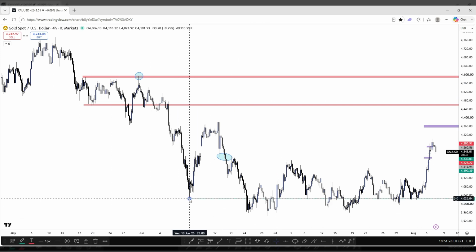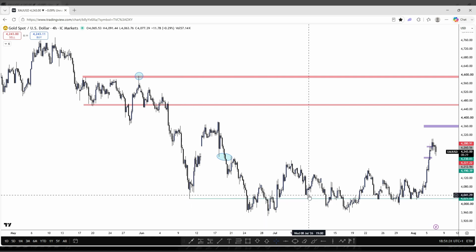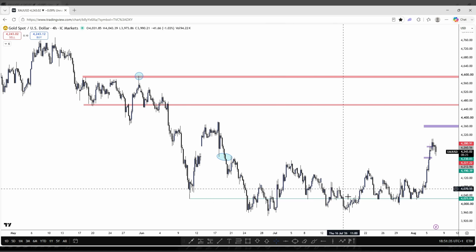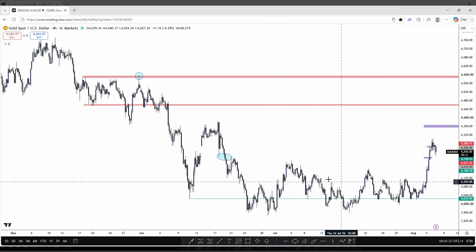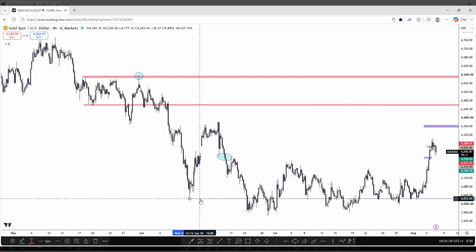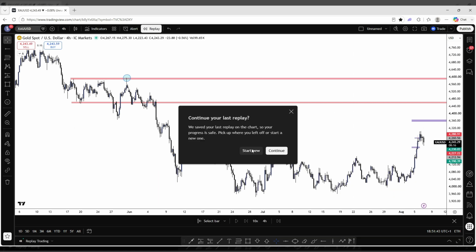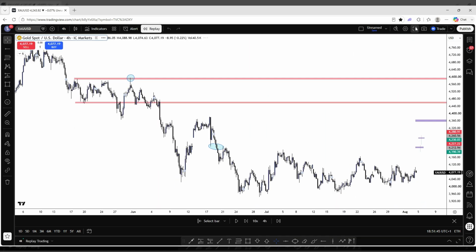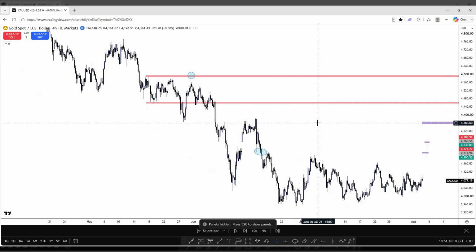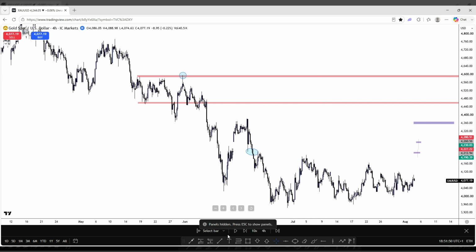If I draw a wick here, as you can see, sometimes it doesn't respect it, but for the most part we had a bounce, a bounce, a bounce, and so on and so forth. What happens in the past happens in the future, and that's the way I view the market. So if I rewind here, this is what I was basically looking at.